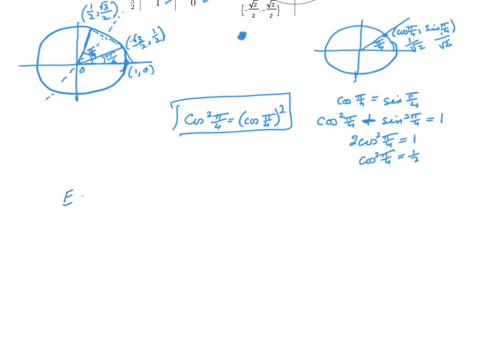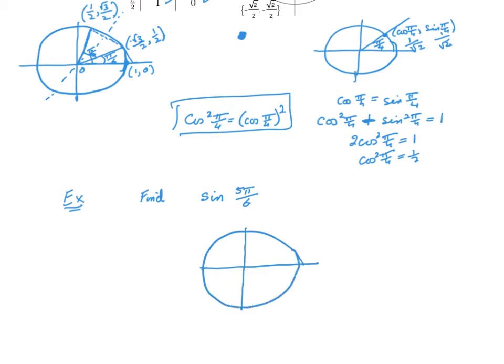So for example, let's suppose I want to find sine of 5 pi over 6. Well, let's have a look at where this sits on the unit circle. The straight angle is pi, and so 5 pi over 6 is this angle here, and the ray defining it makes an angle of pi over 6 with the left-hand side of the horizontal axis. So we'd like to find the second coordinate of this point.